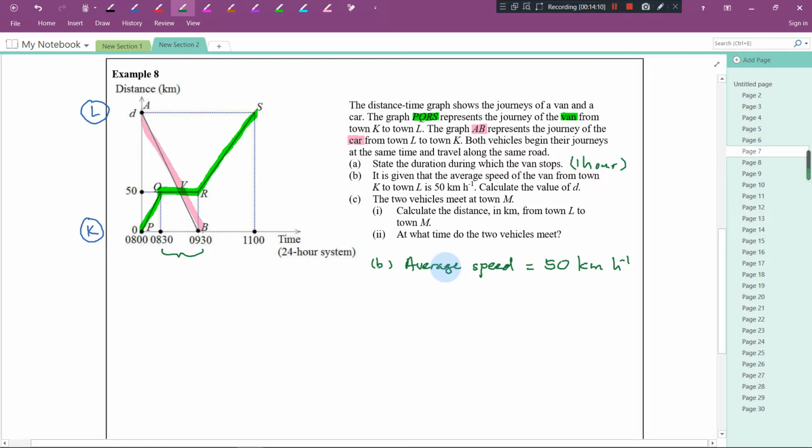Total distance traveled divided by total time taken, right? The total distance traveled here is D kilometer. The total time taken is from here until here, which is 8 a.m. to 11 a.m., which is 3 hours. So this will give us the average speed, which is equal to 50, right? So we want to find the D. We just move the 3 over here. It becomes 50 times 3. D is equal to 150.